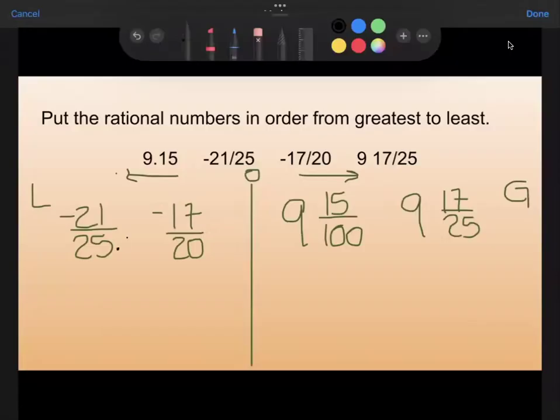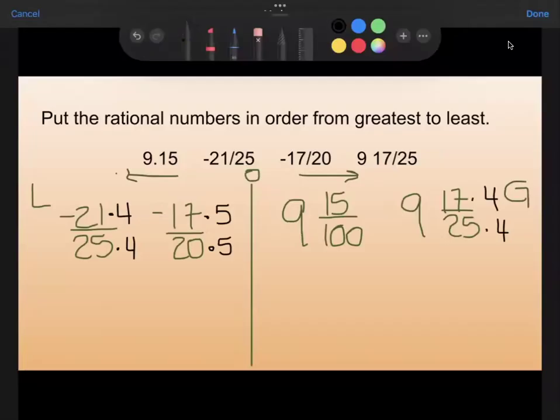I'm going to go ahead and multiply this times 4 and make this times 4 to match. This times 5, this times 5 to match. The next one, 9 and 15 over 100, is already over 100. So this times 4 and this times 4 to make it all match.